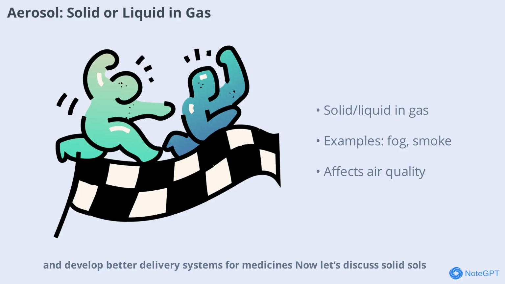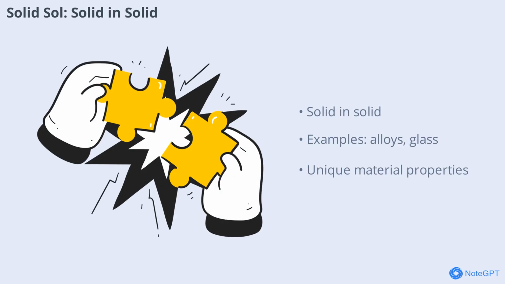Now let's discuss solid sols. Solid sols are colloidal systems where solid particles are dispersed in another solid. Alloys, colored glass, and some gemstones are examples. The dispersed particles are so small that they don't settle or separate, giving the material unique properties like color or strength. Solid sols are important in materials science and engineering, allowing us to create new materials with tailored characteristics.